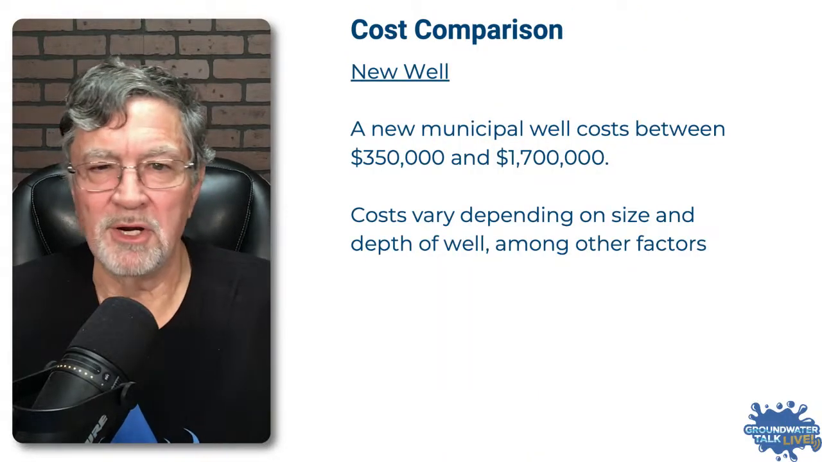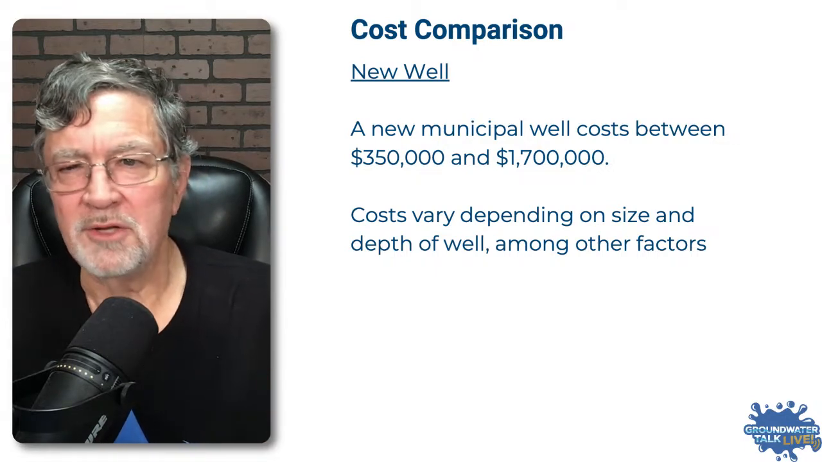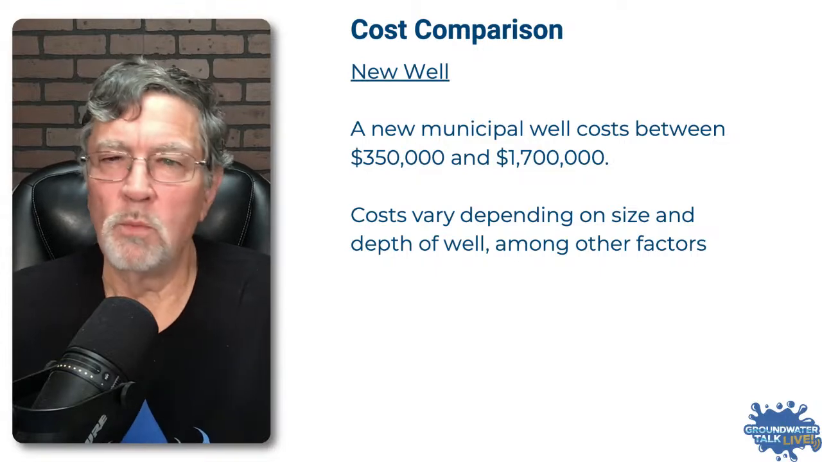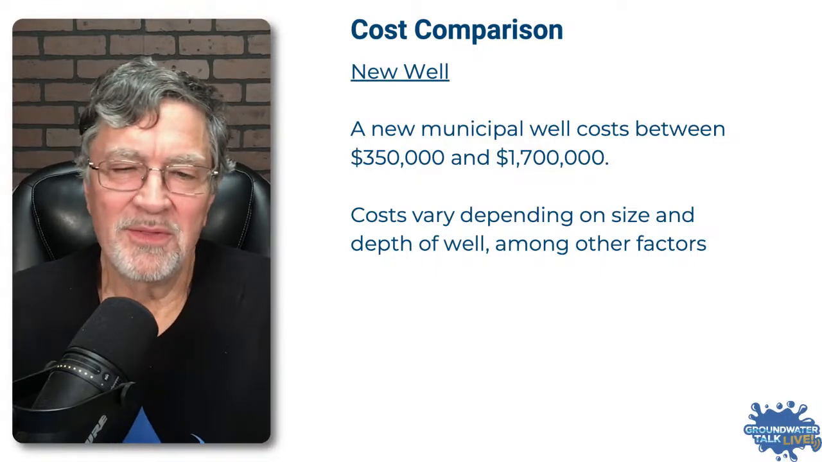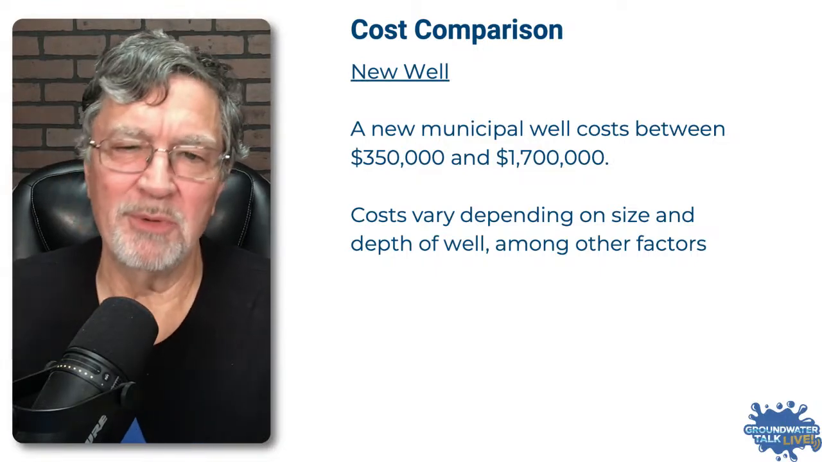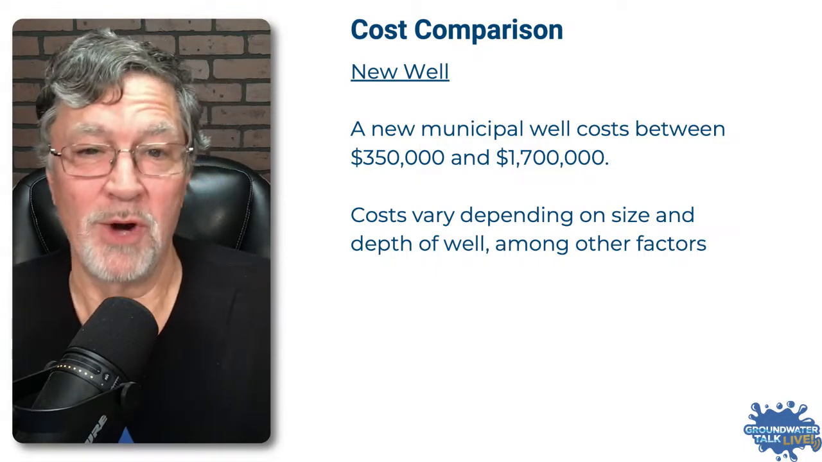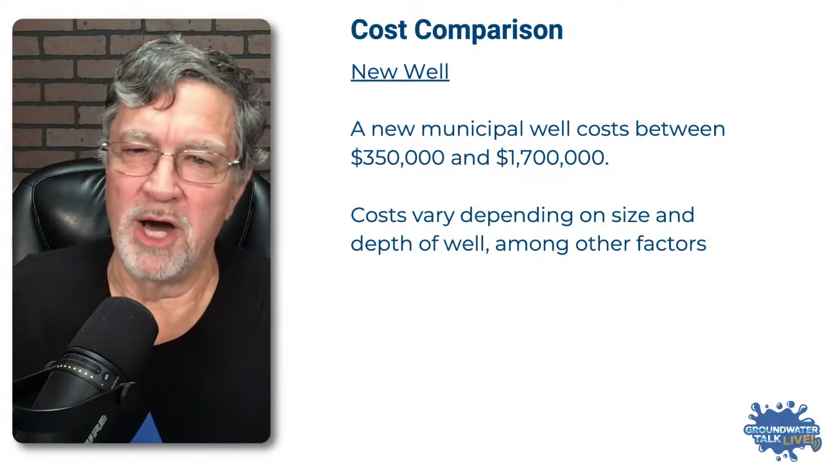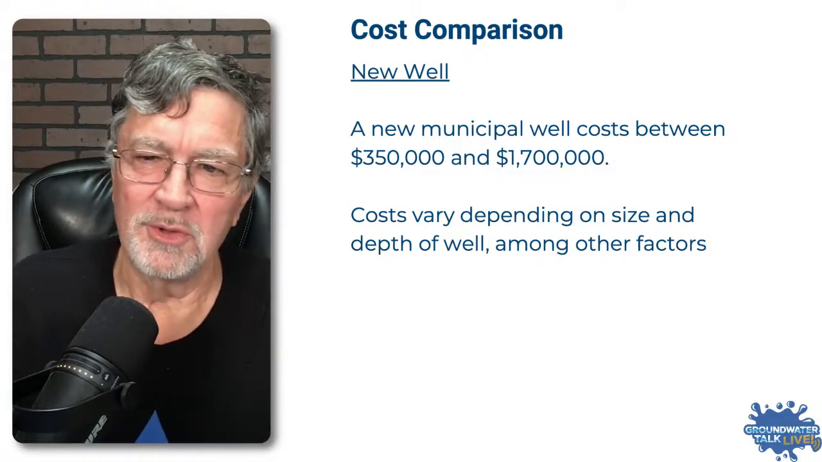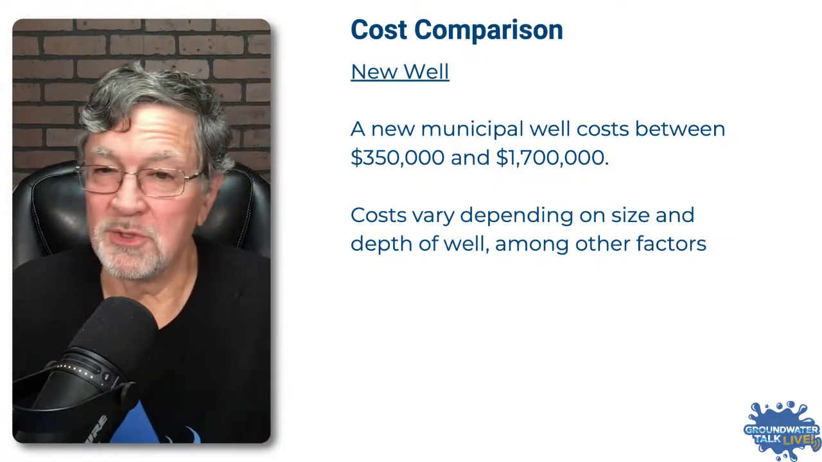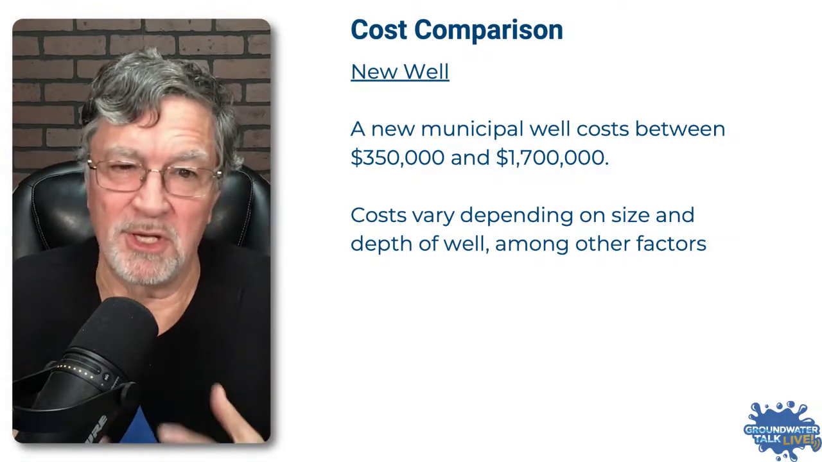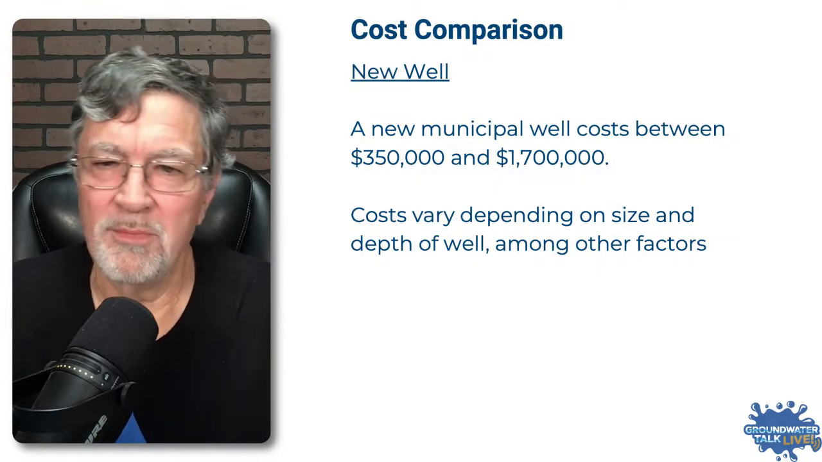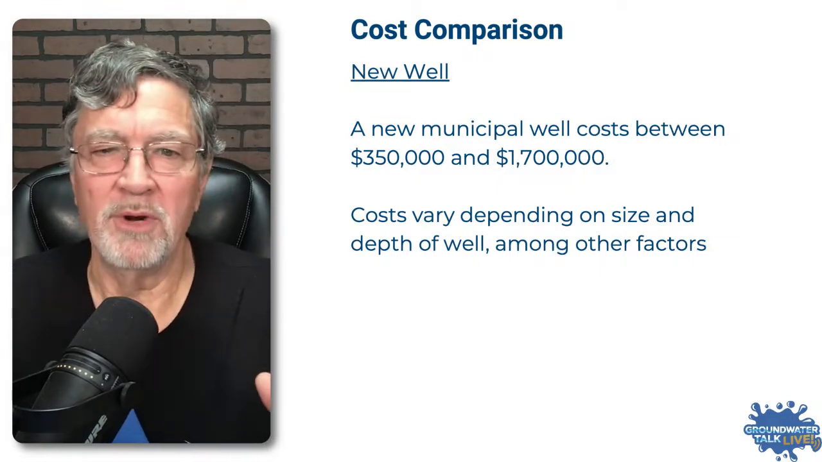All right, so cost comparison. A new municipal well is going to cost somewhere between $350,000 and $1.7 million. Now, we're talking typical ranges, and that is a pretty wide range right there. But you can have real small water systems that can do cheaper wells, and you can have some bigger ones that are a little more complex and go beyond this. But those are cases that are outside the norm.